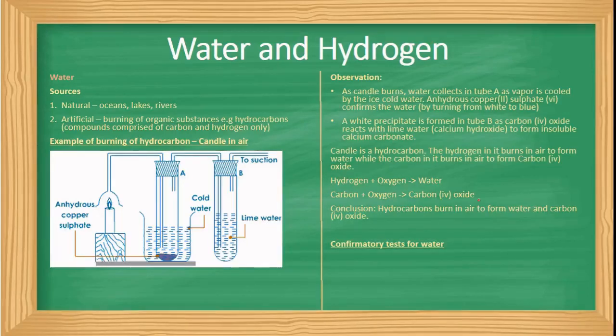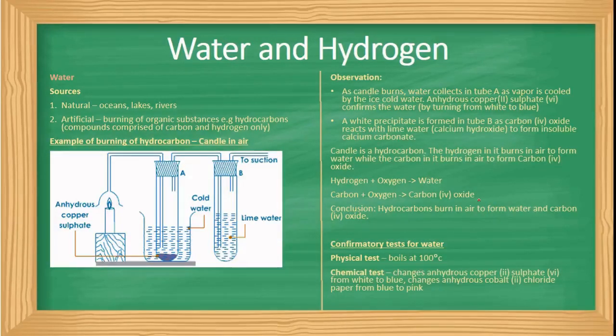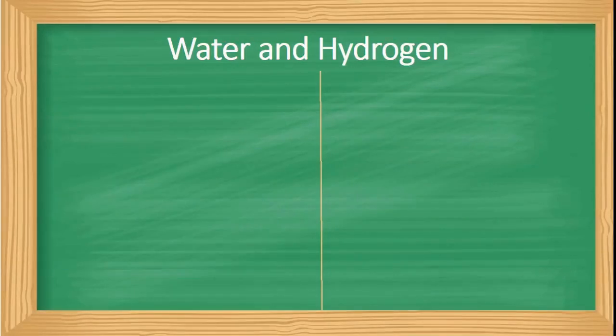The confirmatory tests for water, there is one, the physical test, which is boiling of the water, and you notice that it boils at 100 degrees centigrade. So anytime you want to confirm the liquid you have is water, just put it in a beaker and boil, and if it boils at 100 degrees centigrade, that is water. The chemical test says that it changes anhydrous copper 2 sulfate from white to blue, like it has happened in our experiment here. Then it also turns anhydrous cobalt 2 chloride paper from blue to pink.